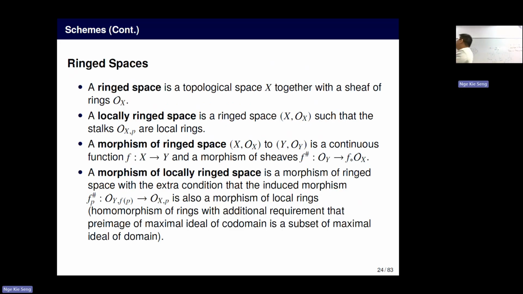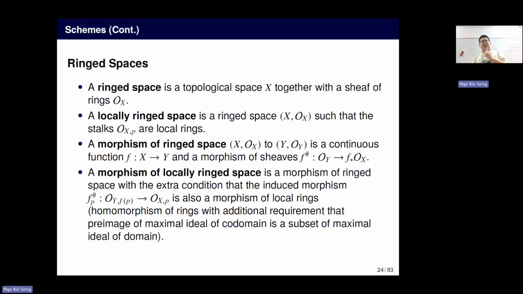Okay, now we introduce ringed spaces. This definition is basically kind of straightforward. You have a topological space X, and you also have a sheaf of rings O_X with it. A locally ringed space is a ringed space (X, O_X) such that the stalks themselves are local rings. And a morphism of ringed spaces consists of two things. We have a continuous map f from X to Y, and we also have a morphism of sheaves from O_Y to the direct image f_* O_X.